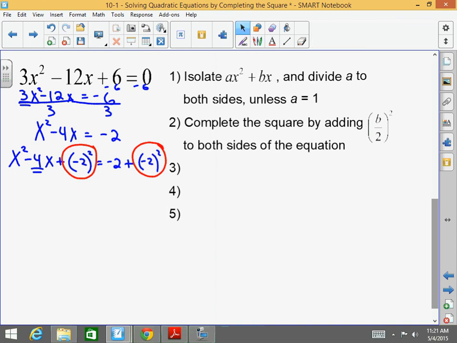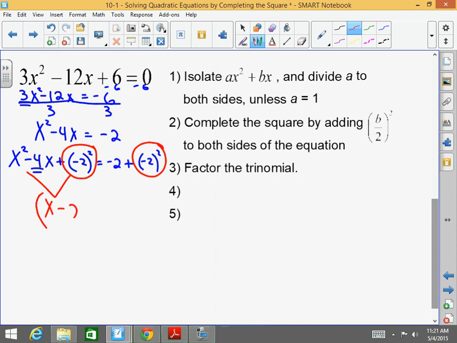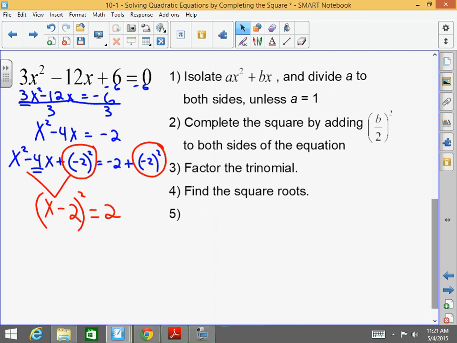Okay. Step 3, factor the trinomial. What does that mean? Factor this. What does this become? x minus 2 squared equals, what's negative 2 plus 4? 2. Is everyone with me so far? Promise? Step 4, find the square roots and then just solve for x.